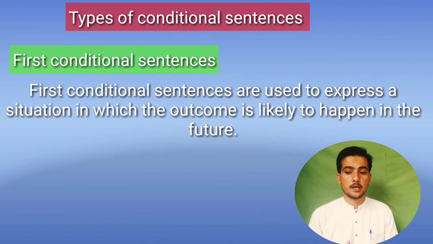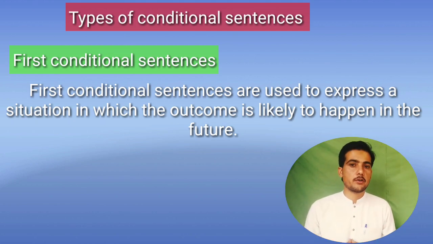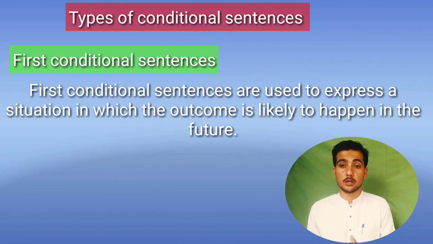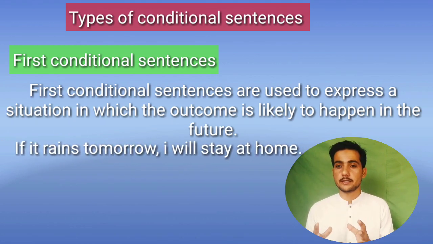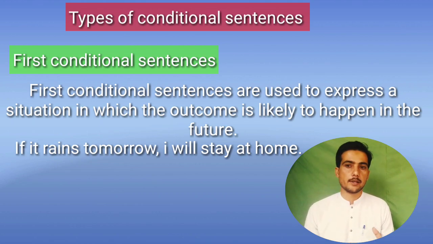First conditional sentences. First conditional sentences are used to express a situation in which the outcome is likely to happen in the future. It means we can use first conditional sentences in a situation in which we are uncertain, because the thing may or may not happen, but it is probable, or we can say it is likely to happen. For example, if it rains tomorrow, I will stay at home. So you can see here in the if clause, we say if it rains tomorrow, because we are not certain. It is a kind of condition. And I will stay home if it rains tomorrow; if it doesn't rain tomorrow, then definitely I will go out.